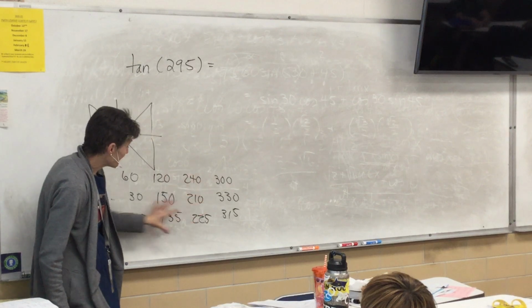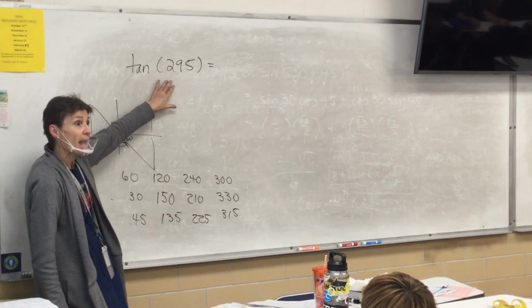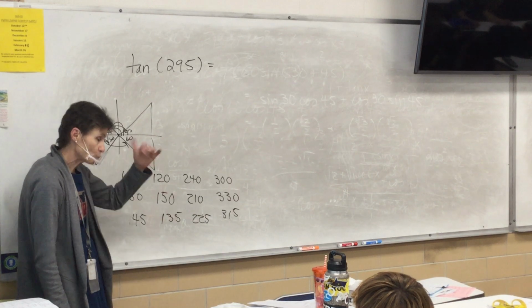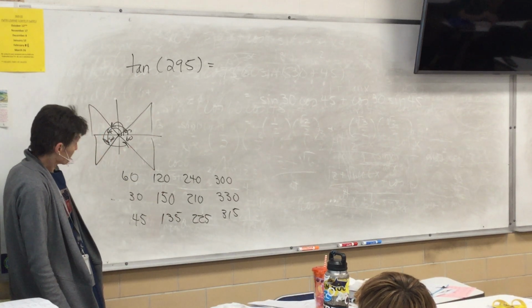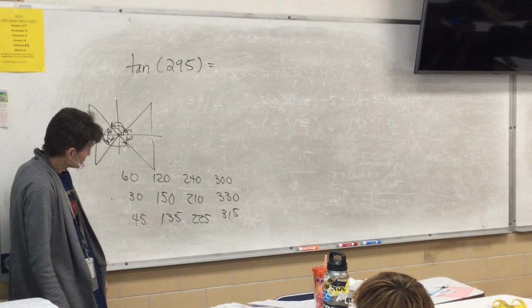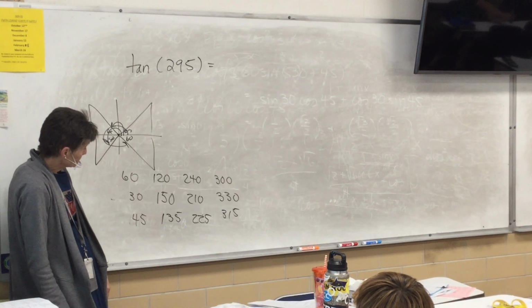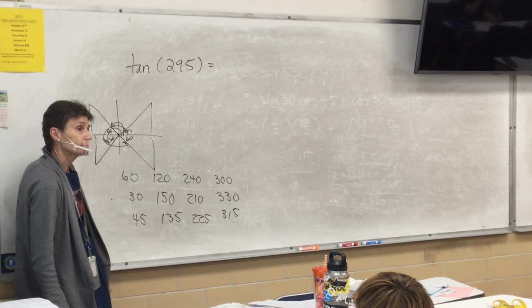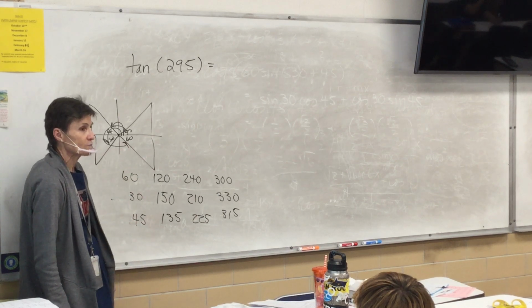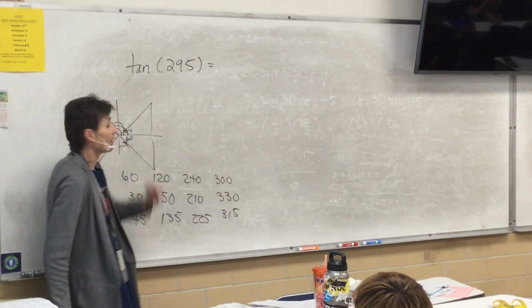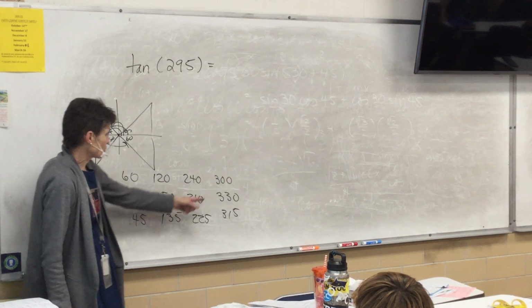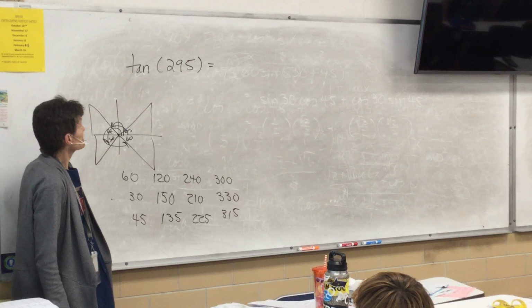So some combination of these might add up to 295 or subtract to 295. You see anything in there that might give you a 295? Well, a 45 has to be involved because that's the only way you're going to get a 5 on there. So, what's 330 minus 45?